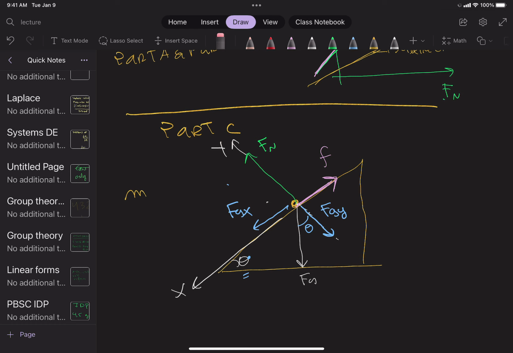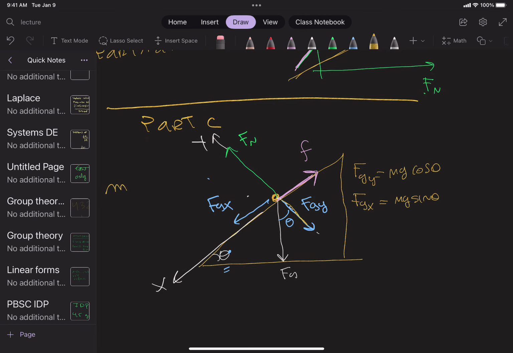And from there, the y component, FGY, is going to correspond to mg cosine theta, because that vector is adjacent to the angle. And the x component is going to correspond to mg sine theta. But more than that, this block is not moving off of the incline. So that means that the y component is going to equal the normal force, Fn. And the x component, here it's stationary, so that means that the x component is going to equal friction.